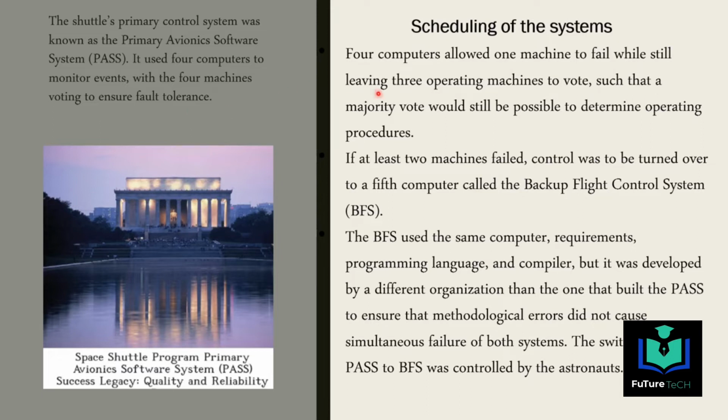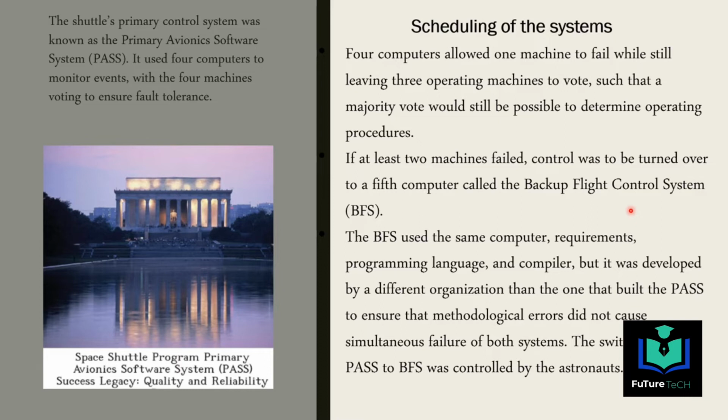Okay, so out of these four computers, if one of the machines fails, the decision is made by getting the output of the three operating machines. That is what was actually decided. Then the next thing: if at least two machines failed, control was to be turned over to the fifth computer, which is called the backup flight control system, BFS.